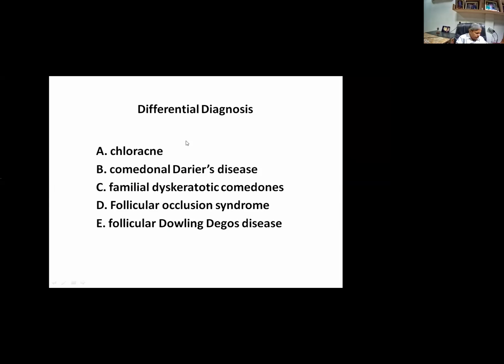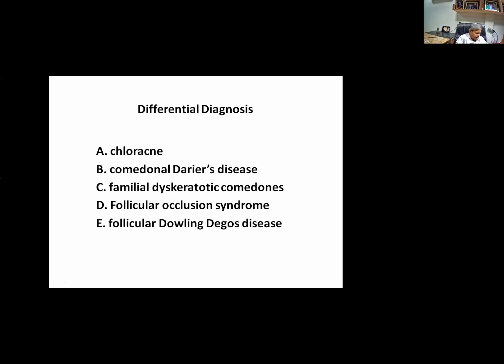So when we saw these pits, cysts, and comedones, these were the various differential diagnoses that crossed our mind. Chloracne is, of course, acquired, occurs late in onset in patients who are exposed to the various chlorinated hydrocarbons and manifests as pits and cysts and comedones on the peripheral aspects of the face, comedonal nevus, familial dyskeratotic comedones. An unusual atypical form of follicular occlusion syndrome was thought of, and follicular Dowling-Degos disease was also considered because their family members showed evidence of conventional Dowling-Degos disease.